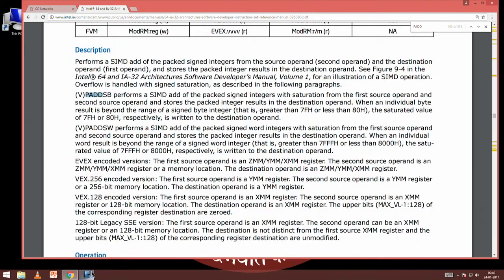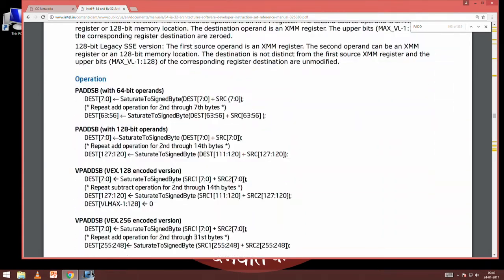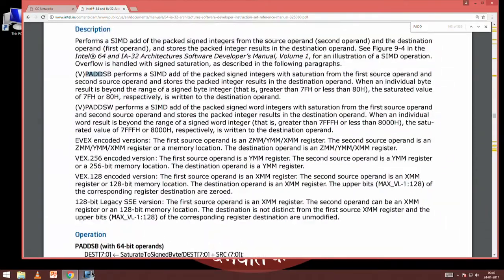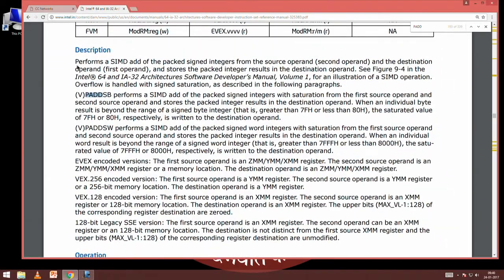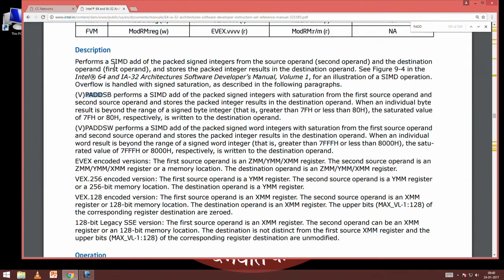Please note here. So this is the Intel volume. I'll not read this completely for you, but please note some very important words here. Performs a SIMD add. What do you mean by performing a SIMD add?